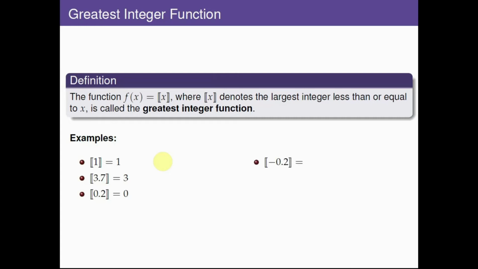What about the GIF of negative 0.2? Ano yung pinakamalapit na integer na nasa kaliwa ni negative 0.2? It's negative 1. And find the GIF of negative 1.1. Greatest integer less than or equal to negative 1.1. This time is negative 2. Okay?